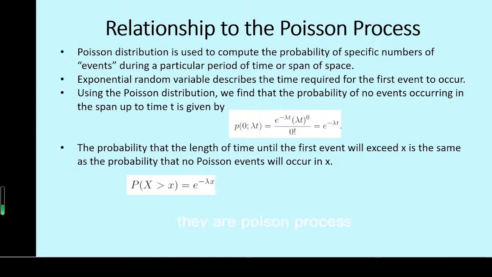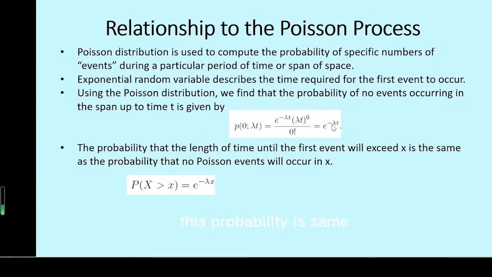They are a Poisson process. So for example, using the Poisson distribution, we find that the probability of no events occurring in the span up to time t is p(0; lambda t). So this is the mean in the Poisson distribution, and 0 means that before time t there is no event occurring. So until time t the first event occurs, which means in the time t there are no events occurring, right? So this probability is e to the power of minus lambda t.